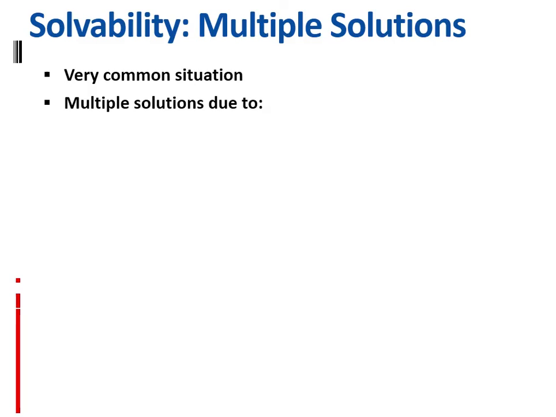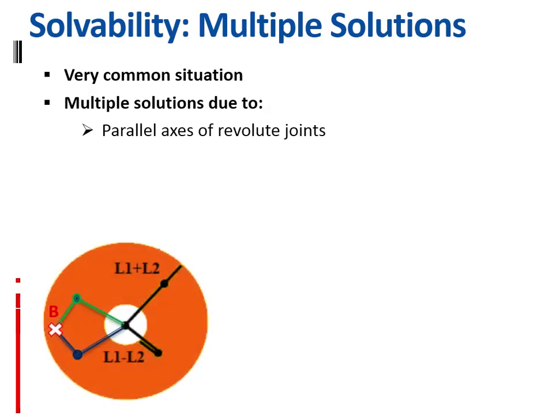So for multiple solutions, we have different reasons. One reason is the parallel axis of a revolute joint. We have already done this part. That means if I want to reach point B, the orientation can be like this, or the orientation can be like this, but which solution we should adopt, or under what conditions we have to decide whether this green configuration has to be selected, or this blue part has to be selected.